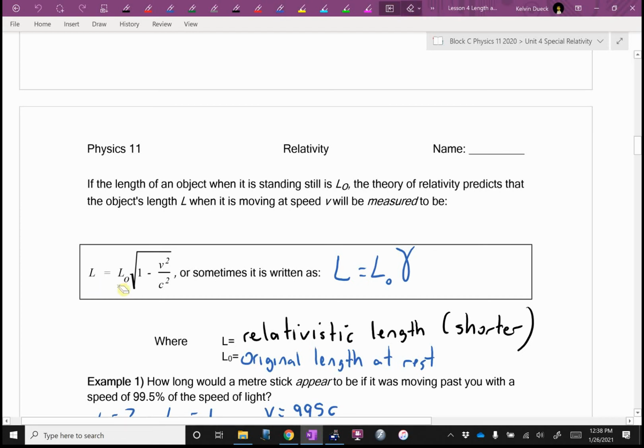We said that L equals L0 times the gamma function times the square root thingy, where L was what we call the relativistic length, the shorter length. L0 was the original length at rest. That's how I've always remembered that one. So for time, I think T0 stands for time on board the spaceship, but for L, I think the 0 stands for original length at rest.